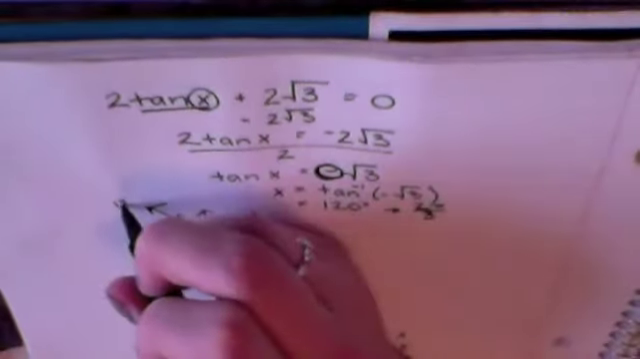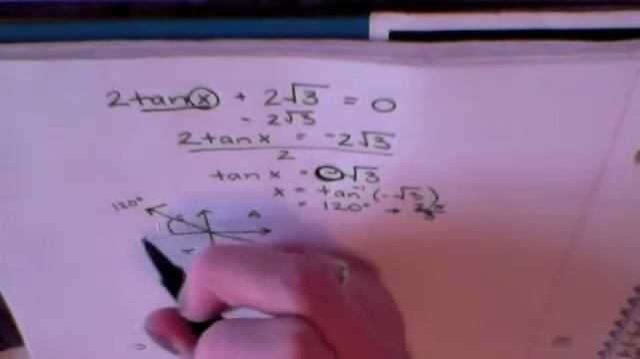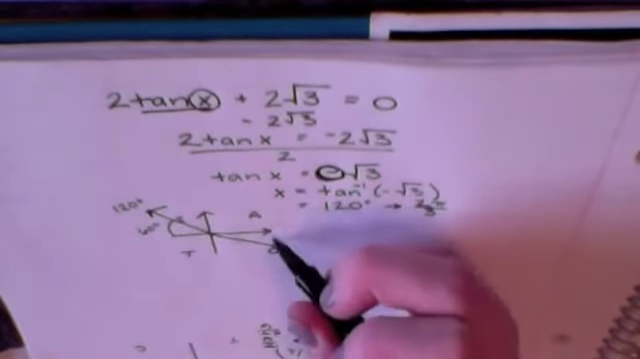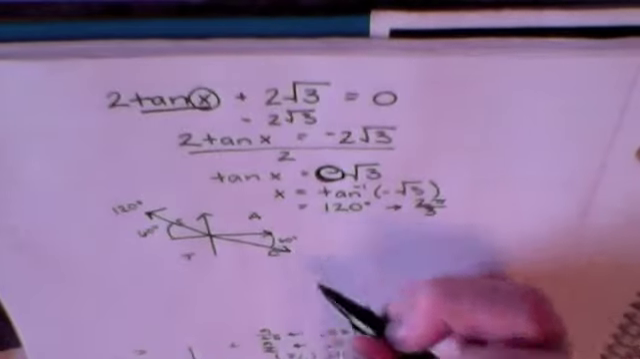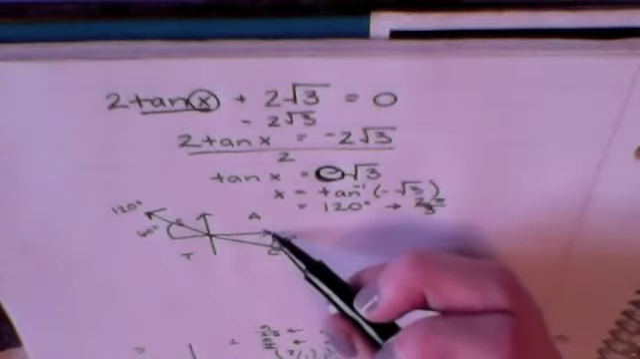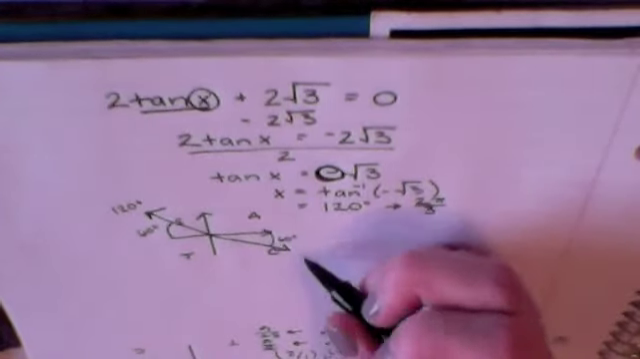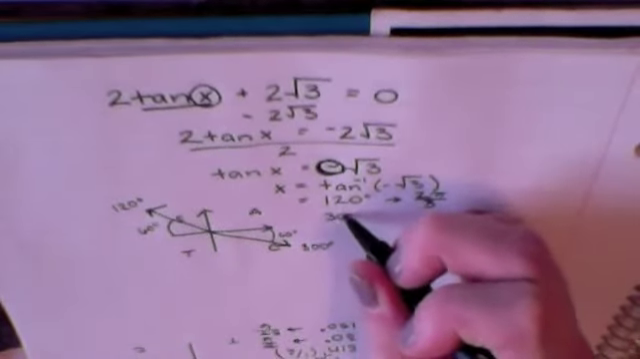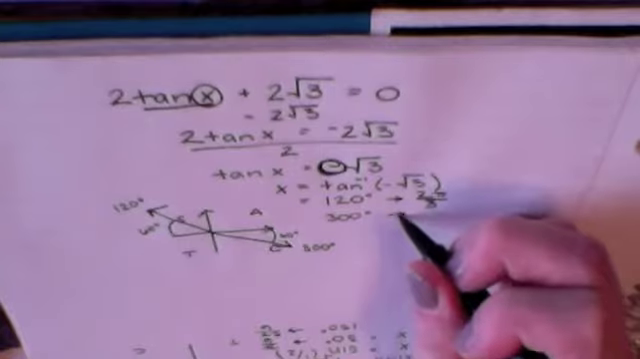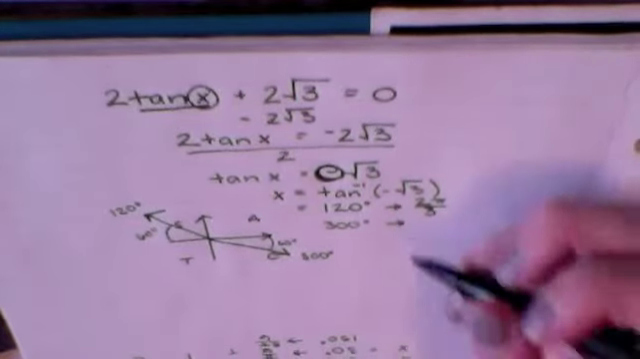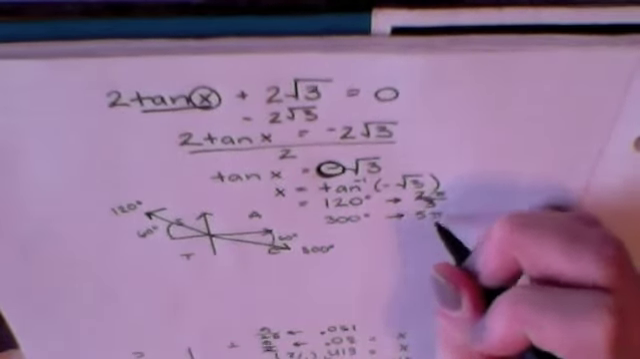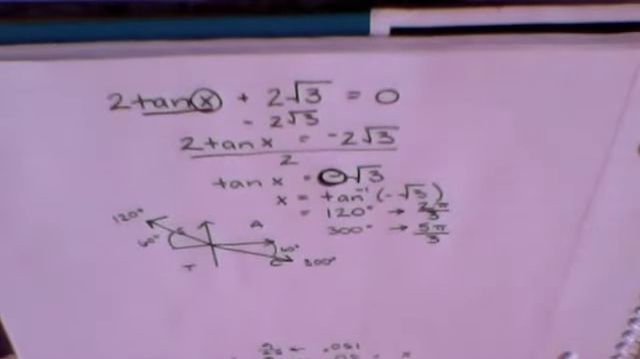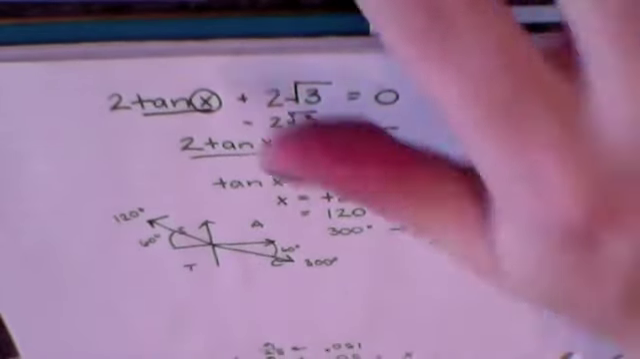This is the 120 degrees. He's actually one of my 60-degree buddies. So this is also going to be one of my 60-degree buddies in the fourth quadrant. And if we go down from 360 by 60 degrees, we get to 300 degrees. So my other solution is 300 degrees, which I then convert into radians, and I get 5 pi over 3. These will be both of my solutions for this equation.